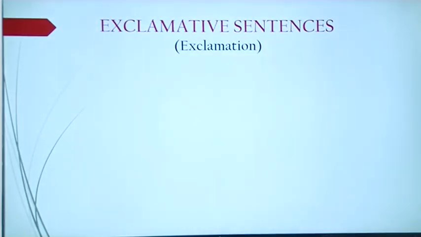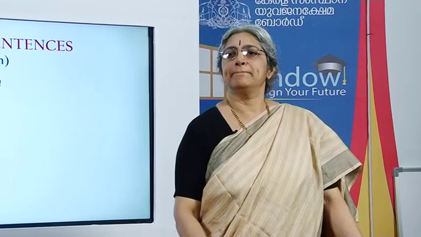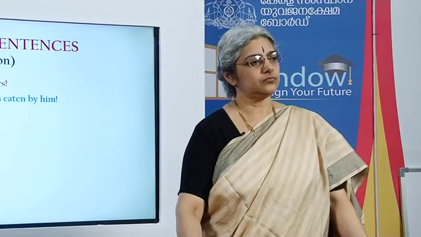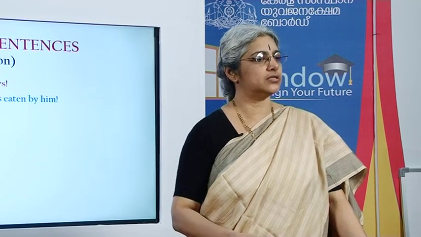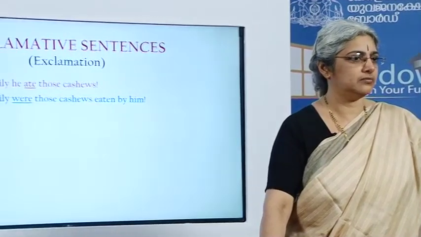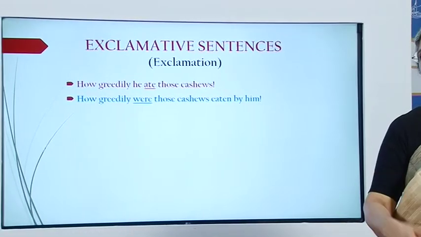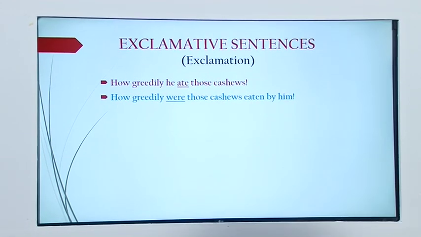Okay. Look at exclamative sentences or exclamations. Again, exclamations look extremely clumsy in passive, but nonetheless, just to tell you that these two have passive forms. How greedily he ate those cashews. So, ate will automatically become eaten. Your passive structure will be: how greedily were those cashews eaten by him. So, the focus is on the greed that was exhibited while the consumption was being done. Him does not matter at all, not as important as the greed that was exhibited. Correct? That is the purpose of the passive structure in the sentence.